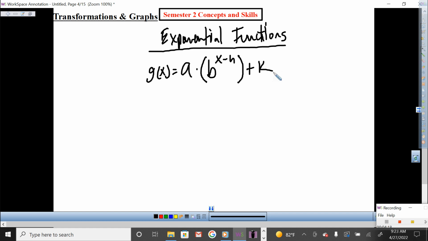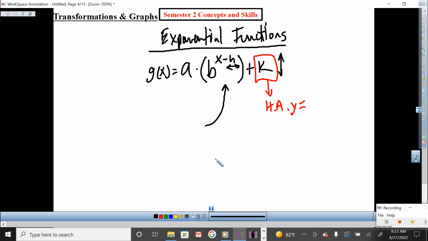Now, according to that, tell your neighbor what h and k do. H goes side to side, yes. K, up and down. However, k also serves a second purpose, known as the HA, which is our horizontal asymptote for our exponential function. Now, when we started with this, we had an exponential function that looked like this.